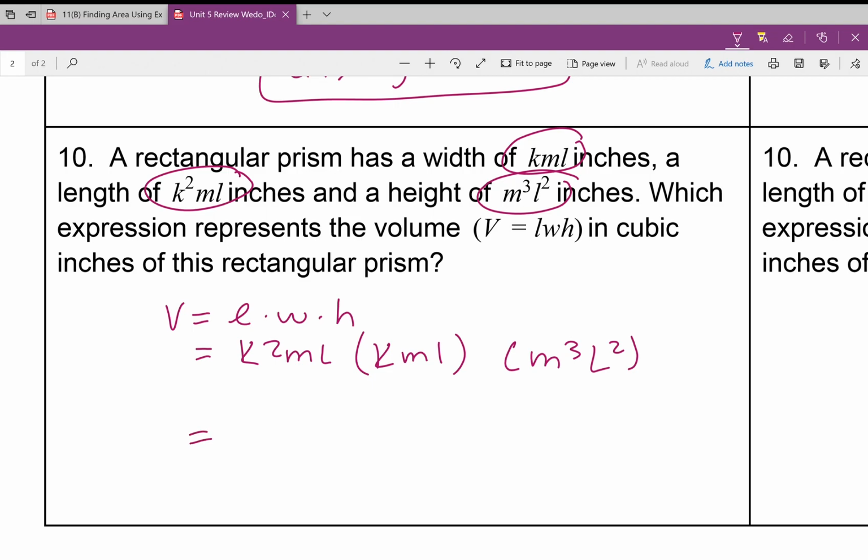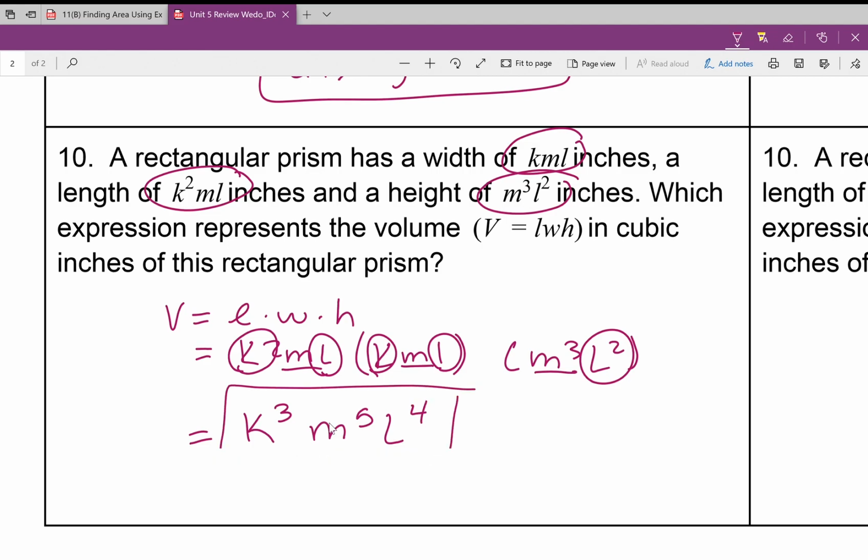So out of all the k's, I have 3 of them, right here and here. Out of the m's, I have 1, 2, and then these 3, which is m to the 5. And then out of the l's, I have 1, 2, and these 2, which is l to the 4. That's my answer, and that's the volume.